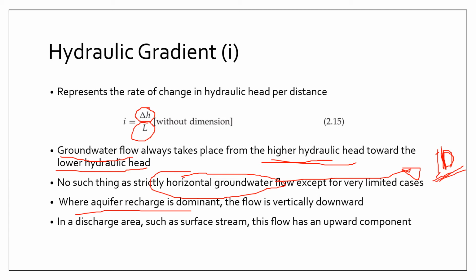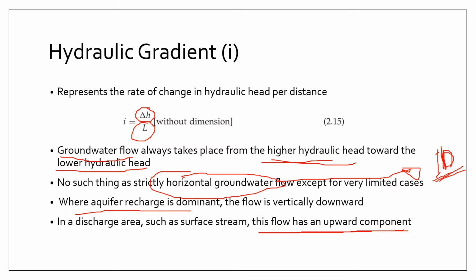Mainly because your water table is really deep, and the only direction for your water to go is downward. In a discharge area, such as a surface stream, the flow has an upward component. So take note of this statement.